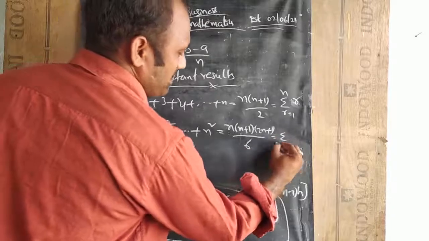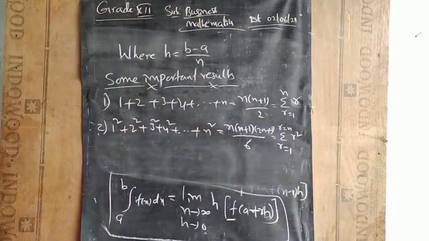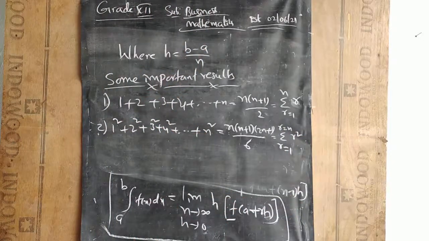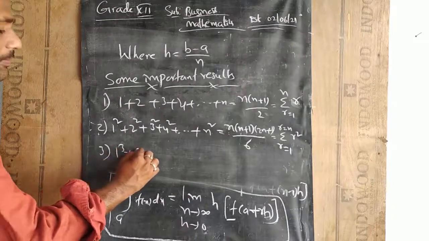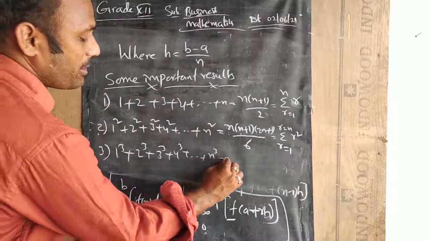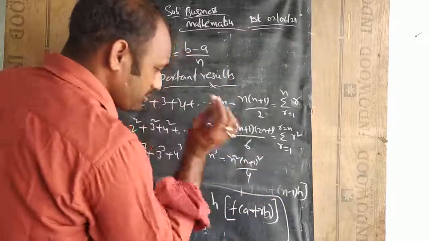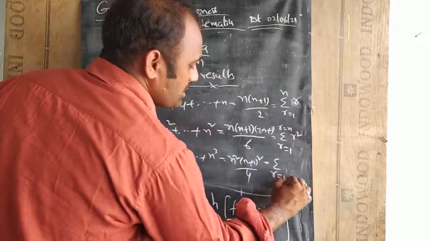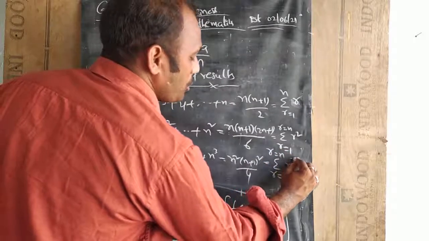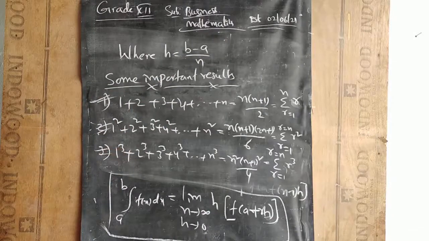That can be written as the summation of r square, r equals 1 to n. Next, cubes: 1 cube plus 2 cube plus 3 cube plus 4 cube plus so on plus n cube. It can be written as n square into n plus 1 whole square by 4, so the summation of r cube, r equals 1 to n. These three formulas are very important, and we are going to use them in our answers. Now let us see some questions based on this.